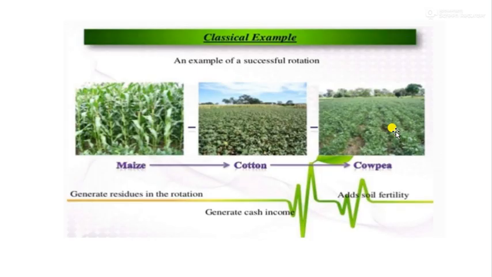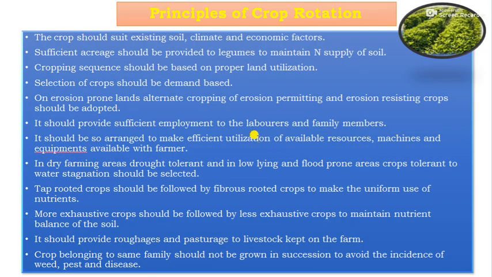as a leguminous crop. Next one, principles of crop rotation. You can see here there are different principles. The first one is that crops should be selected according to existing soil, climate and economic factors. Sufficient acreage or area should be provided to the legumes to maintain the nitrogen supply. Then the crop sequence should be based on proper land utilization. The selection of crops should be demand based. Then on erosion prone lands, there should be alternate cropping of erosion permitting and erosion resisting crops.